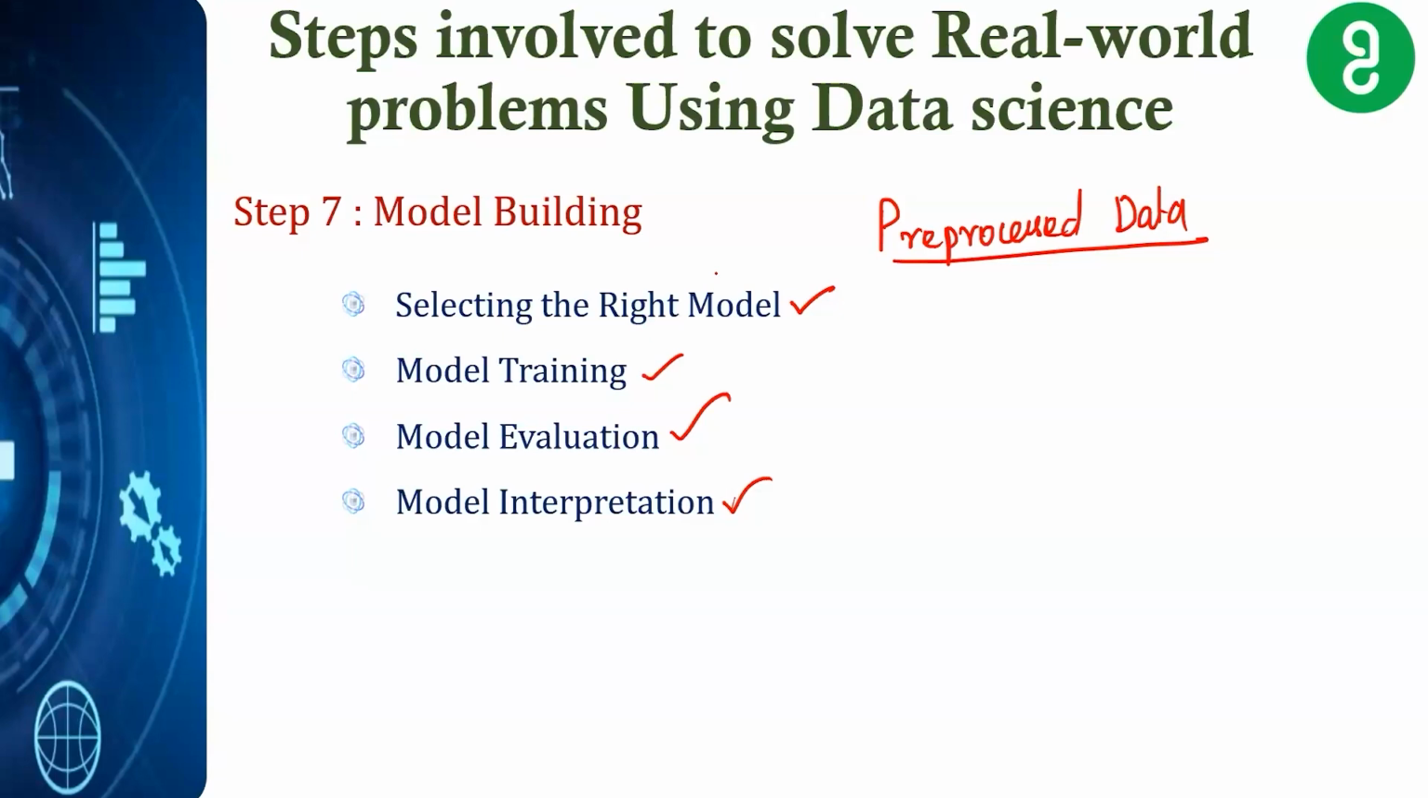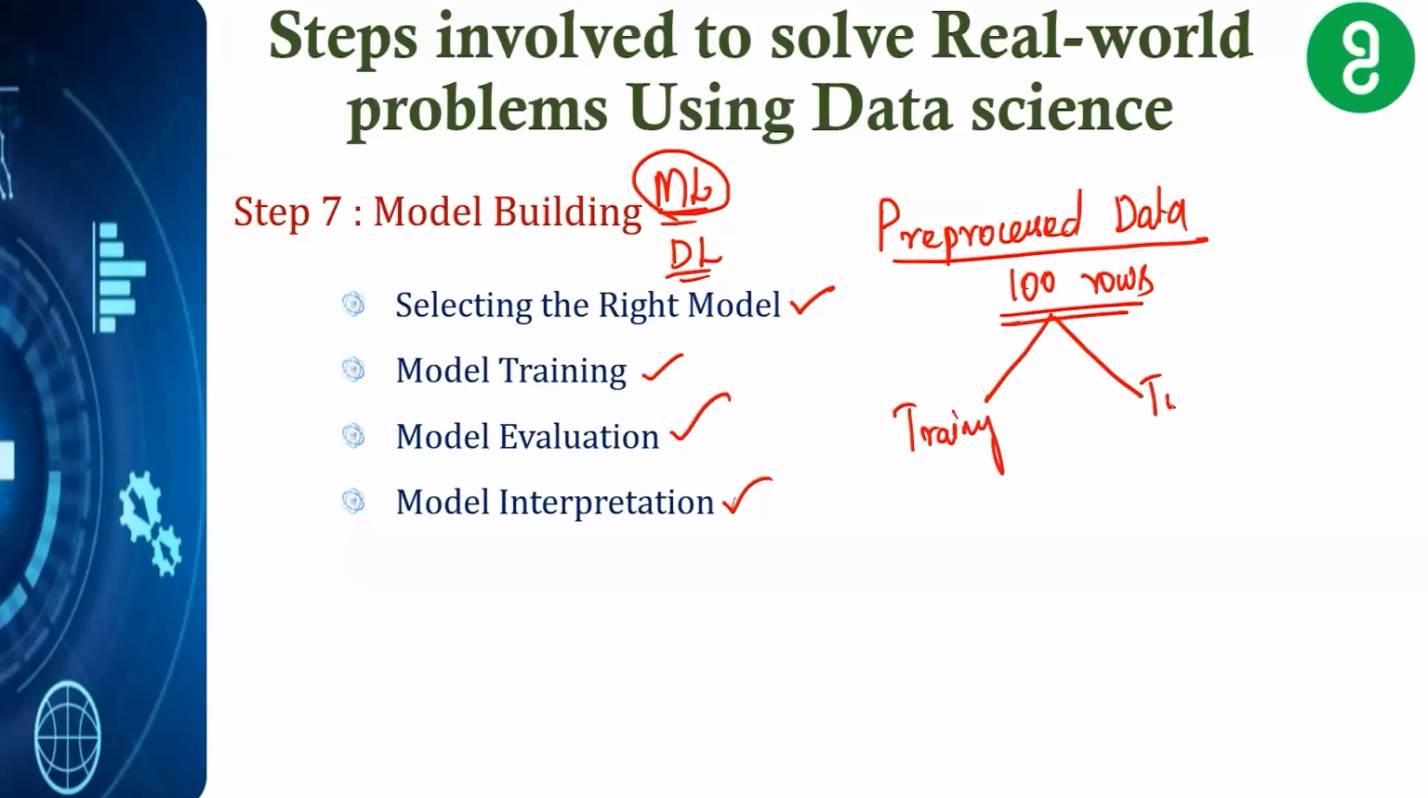Under this you have an important step called model building. For model building, you can use either a machine learning ML model or a deep learning model. I'm just interested in introducing the ML model alone here. Once you get pre-processed data, for example 100 rows in your pre-processed data, I split my data into two important parts, called training and testing.